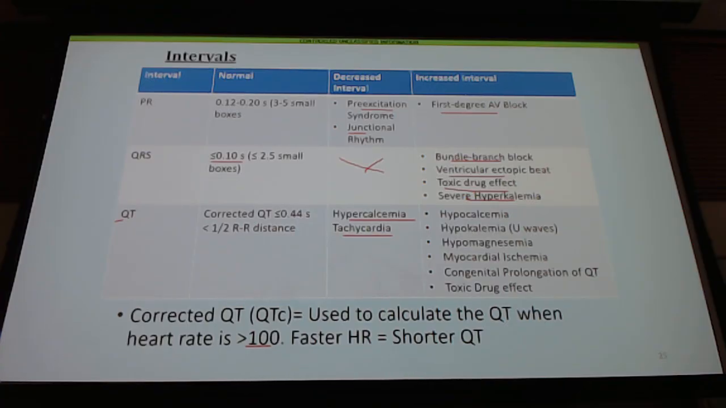If it's increased, it could be hypocalcemia, hypokalemia, hypomagnesemia. So low electrolytes will delay the conduction, so it's going to prolong that QT interval. It could be toxic drug effect, things that cause QT prolongation, right? So there's a number of things. Just looking at those intervals, you can get an idea of what's going on in that patient simply by seeing some of these distortions of the normal intervals.